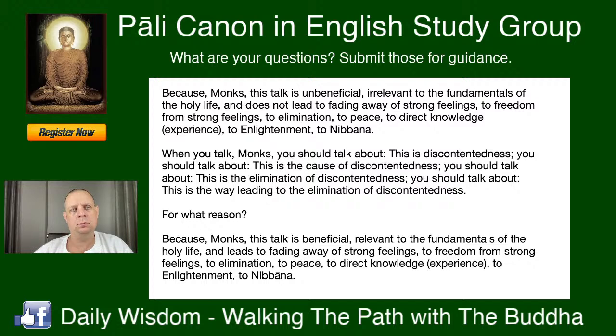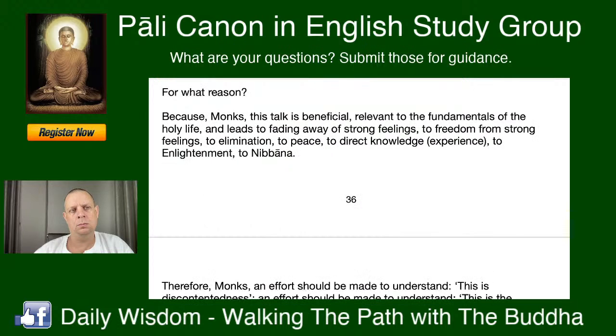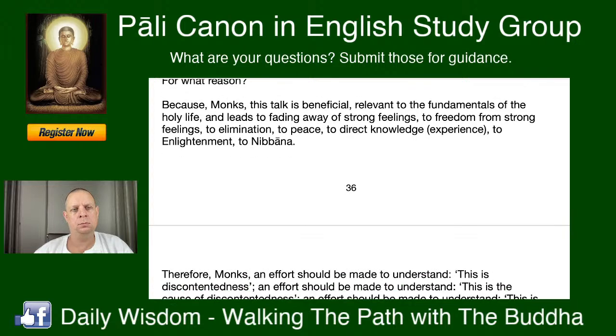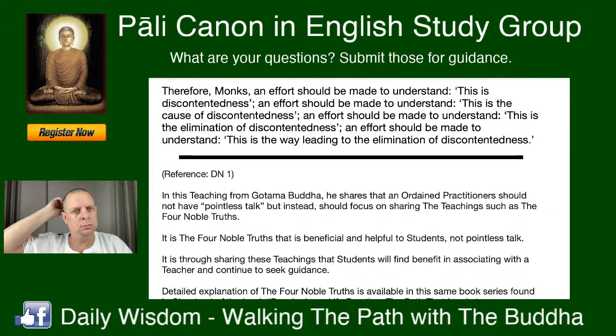When you talk, monks, you should talk about this is discontentedness. You should talk about this is the cause of discontentedness. You should talk about this is the elimination of discontentedness. You should talk about this is the way to the elimination of discontentedness. For what reason? Because, monks, this talk is beneficial, relevant to the fundamentals of the holy life, and leads to fading away of strong feelings, to freedom from strong feelings, to illumination, to peace, to direct knowledge, experience, to enlightenment, to nirvana. Therefore, monks, an effort should be made to understand this is discontentedness.